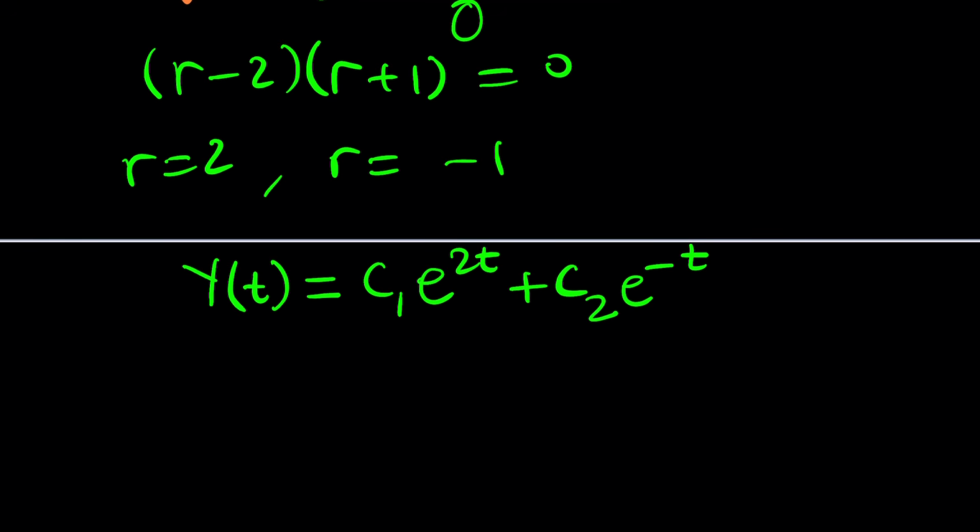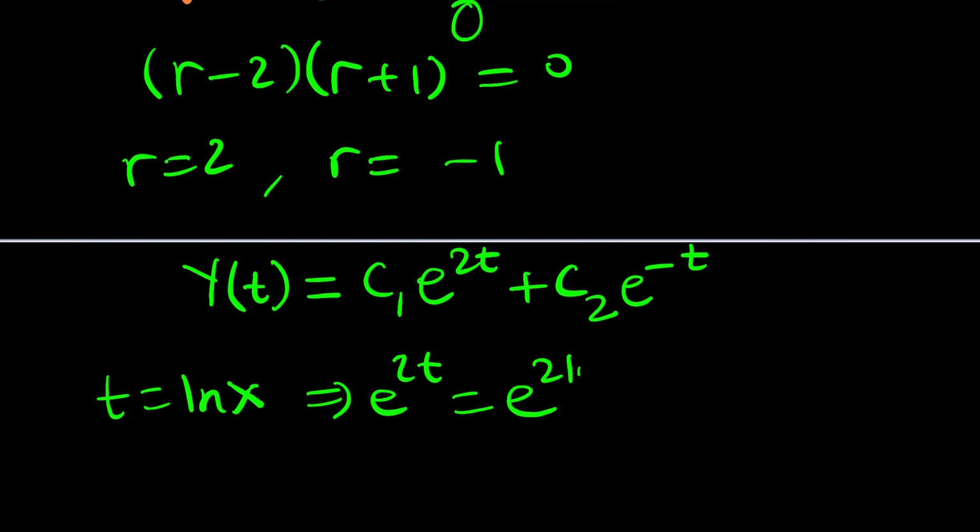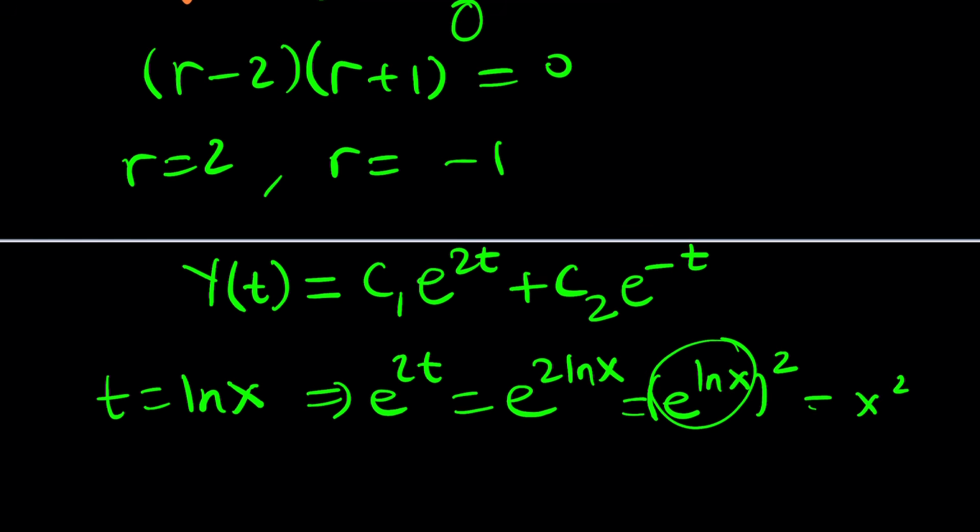Now let's go back and return to the variable x. We now know that t is equal to ln x, and obviously e to the power 2t is just going to be e to the power 2 ln x. But remember, you can write it as e to the power ln x to the power 2, which is x squared. You could also arrive at the same result by putting the 2 here by using properties of logarithms.